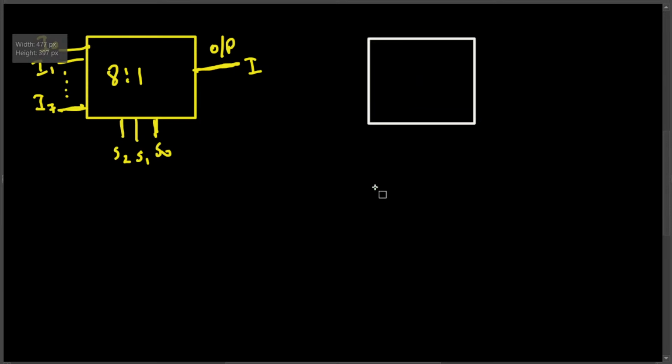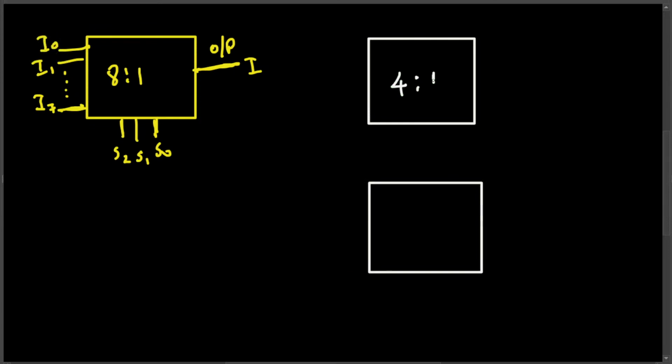Here one 4x1 and another 4x1. For 4x1, it's 2 select lines because 2 to the power of 2 is 4. So whatever the power we have, that's the select line number. So 2 to the power of 2, we have 2 select lines, S0, S1. And here we are going to have 4 inputs and 1 output.